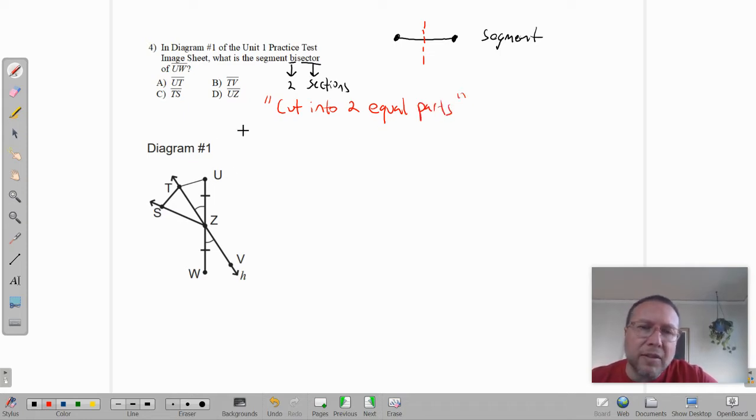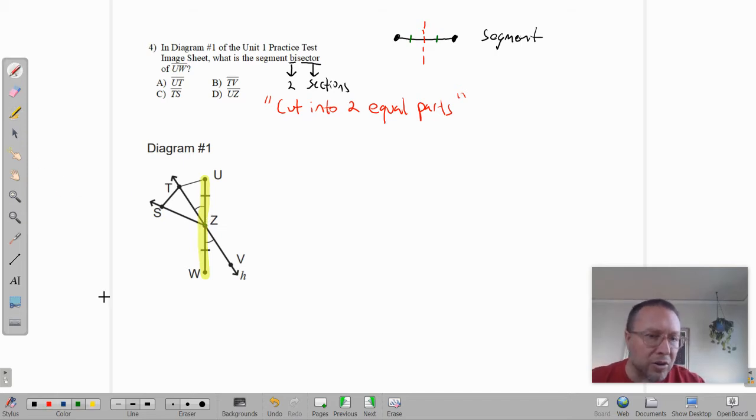And then we would indicate that our little symbol that we use for geometry to indicate 2 equal parts is that we just would use a little tick mark here. So I would say that that segment would be congruent to that segment, right? And then what we're looking for is what is the segment bisector of UW? So let's identify where UW is. So here's UW. And we're saying that UW got cut in half.